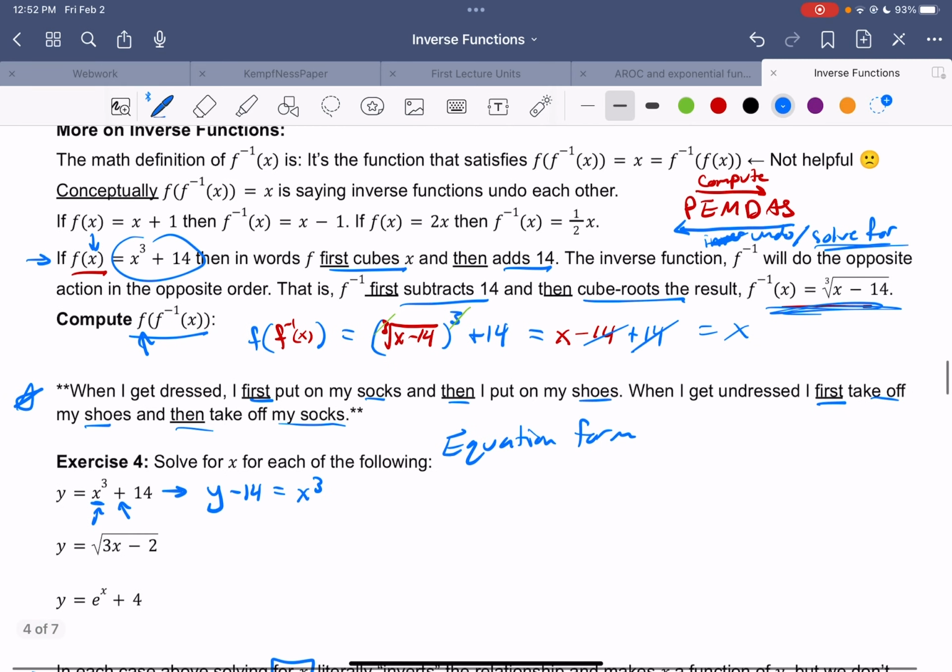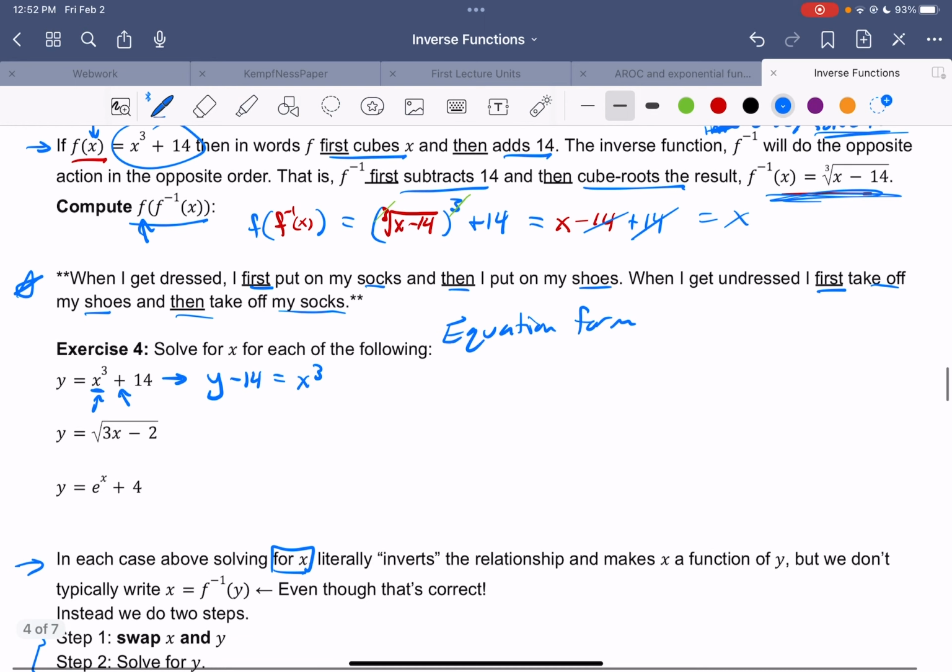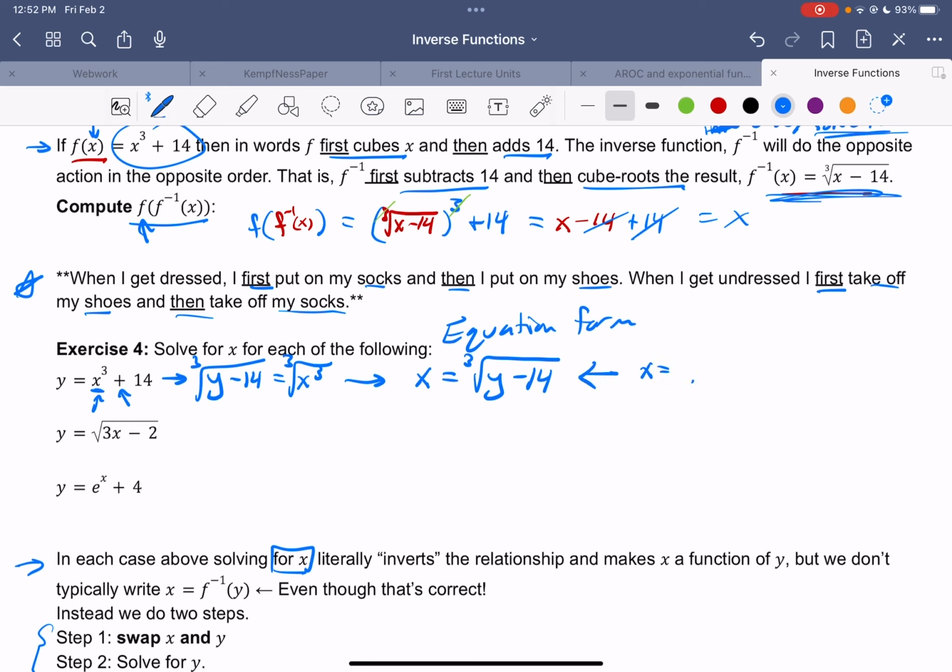And okay, so now I've done that. Is there multiplication or division? No, there's not. Is there an exponent? Yes, there is. So let's take care of that by cube rooting both sides. And so now I've solved for x. x is equal to the cube root of y minus 14. So as this is written, this is saying x, and I've actually found the inverse function. It's f inverse function of y.